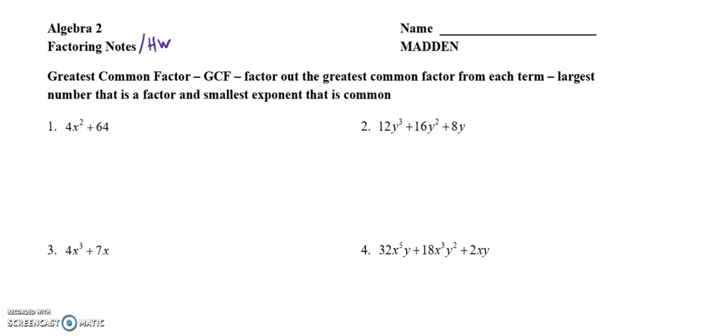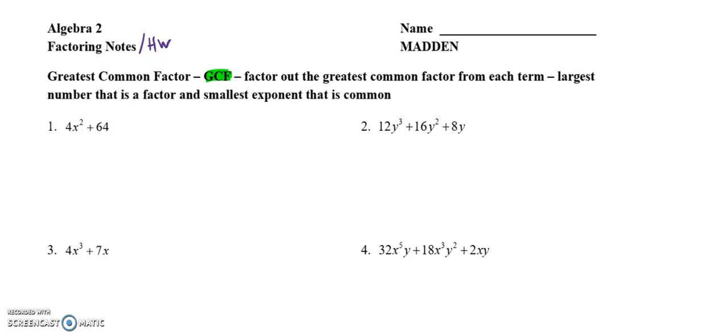I'm going to do one from each type of factoring, and then you guys are going to have the rest for homework. First kind of factoring is greatest common factor, also known as GCF. What are we going to do? We're going to factor out the greatest common factor from each term. We choose the largest number that goes into all of the numbers, and you will choose the smallest exponent that's common on one of the values.